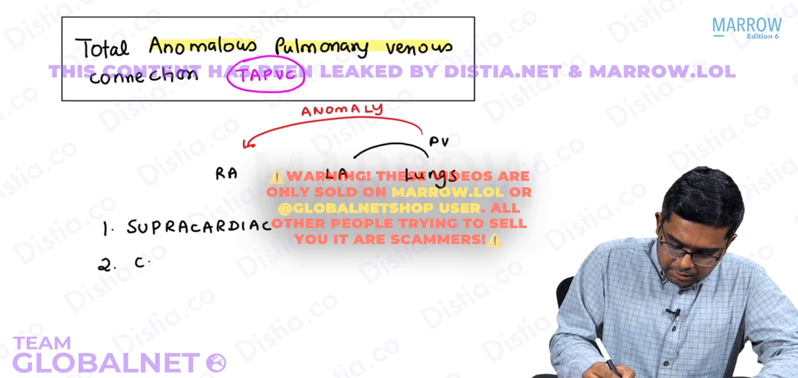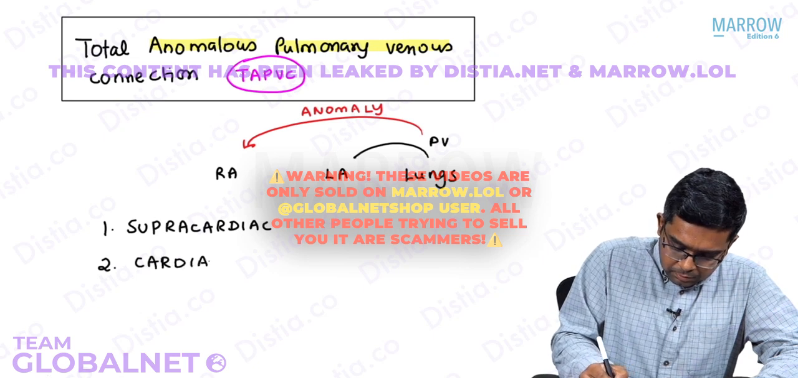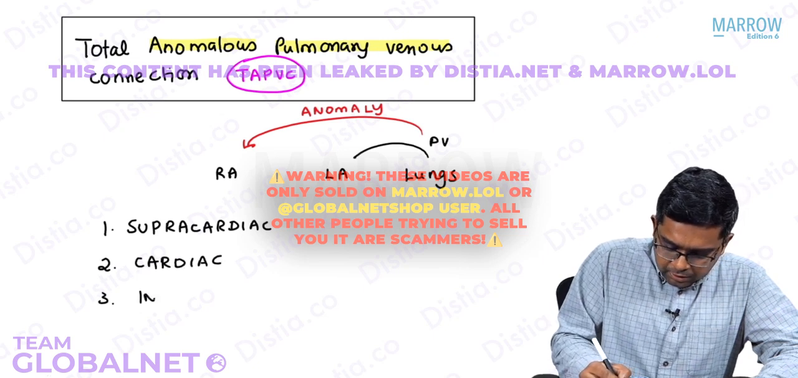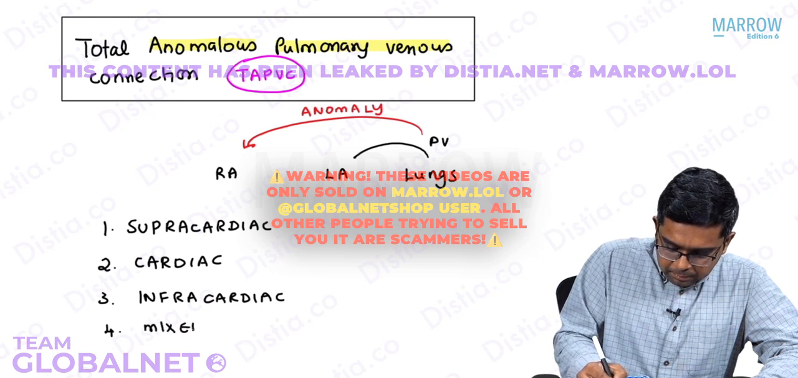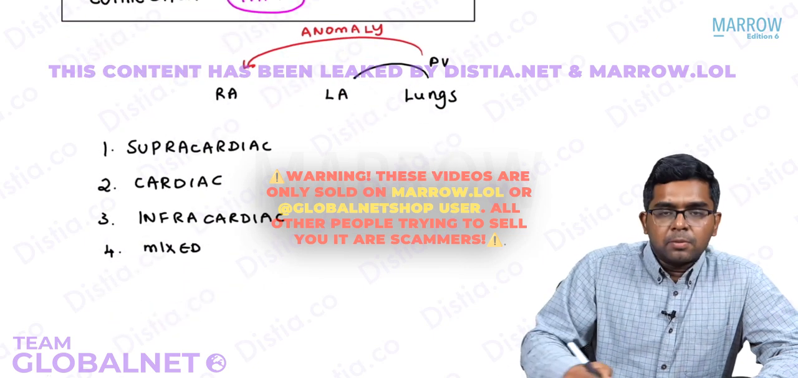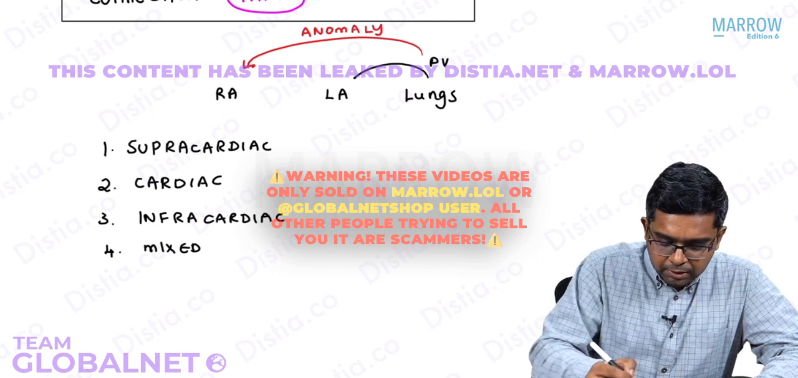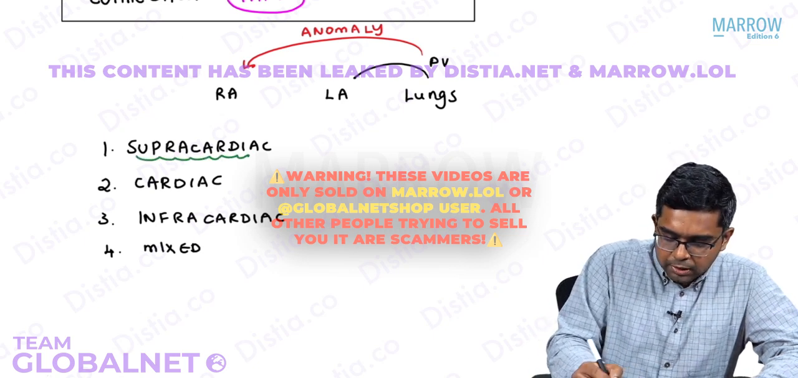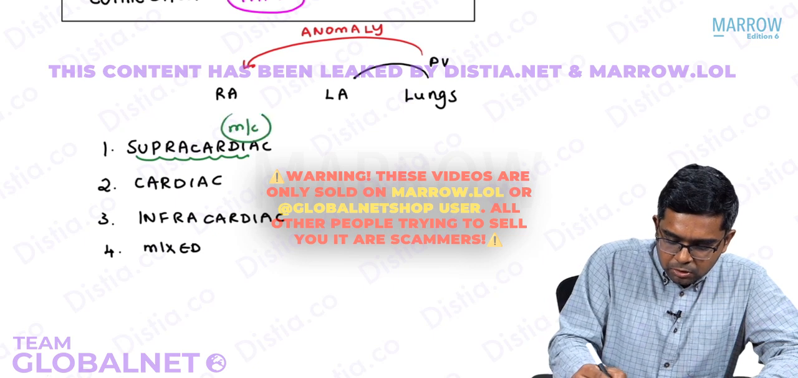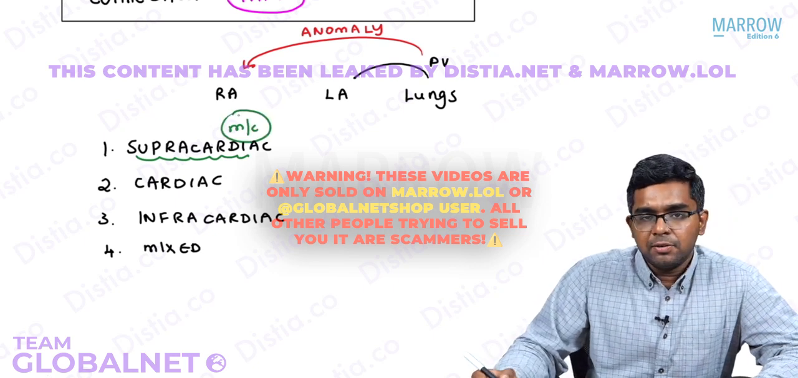Second is cardiac type. Third is infracardiac type. And the last one is a mixed variety. Please remember that out of these 4 types, the most common overall type is the supracardiac type. So I am going to discuss that in detail first.